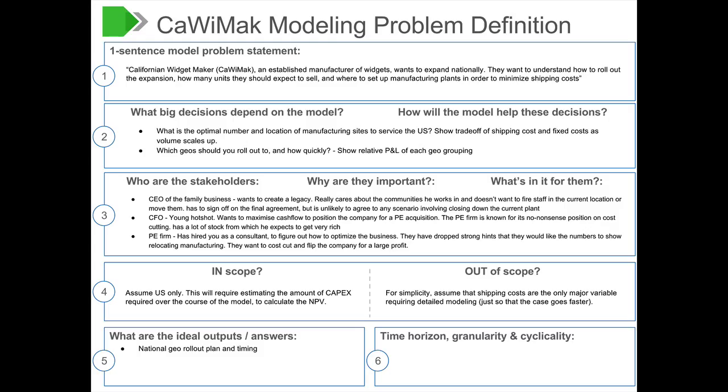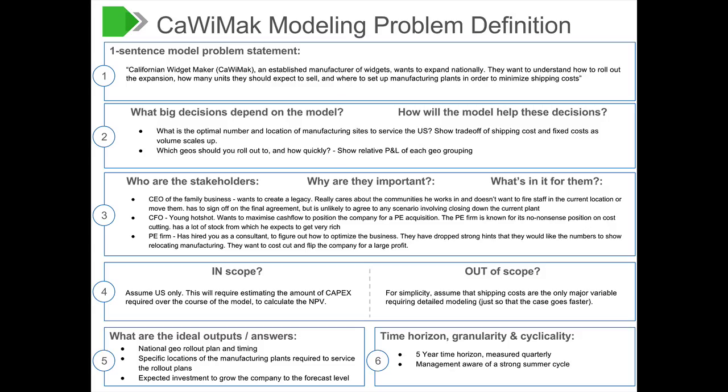A national geo rollout plan and timing, specific locations of the manufacturing plants required to service this rollout plan, and an expected investment to grow the company to the forecast level. And finally, what time horizon, granularity, and cyclicality are we looking at? In this case, let's look at a 5-year time horizon measured quarterly, and management is aware of a strong summer cycle. With this context, you'll see that your awareness of exactly what needs to be included in the model has gone up significantly. Imagine doing many of the models you've already built in your past without this kind of context.